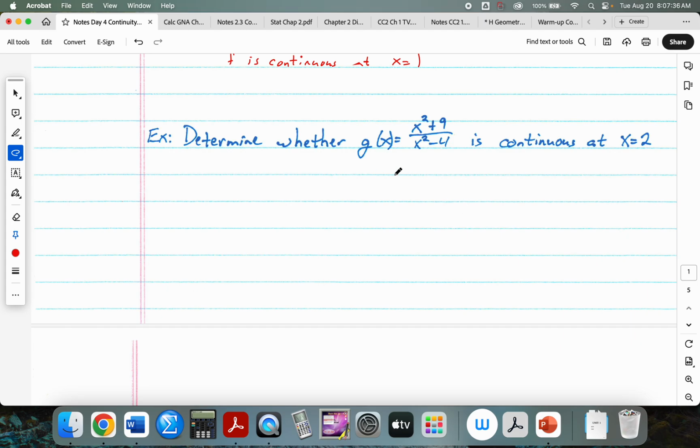Determine whether the function g of x, which is equal to x squared plus 9 over x squared minus 4, is continuous at x equals 2. Well, I always start with the function itself. Does g of 2 even exist? If we substitute in 2, the numerator is 13, that's fine, but the denominator is 0, which is a problem for us. g of 2 does not exist.